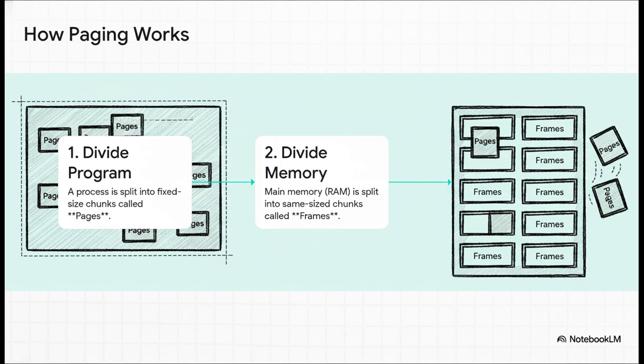Step 1. The operating system takes your program and slices it into these small, perfectly equal-sized chunks. We call those pages. Step 2. It does the exact same thing to your physical RAM, dividing it into slots of the exact same size, and we call those frames. So what's the result? Now, any page from your program can fit perfectly into any empty frame in memory. They don't have to be neighbors anymore. They can be scattered all over the place.